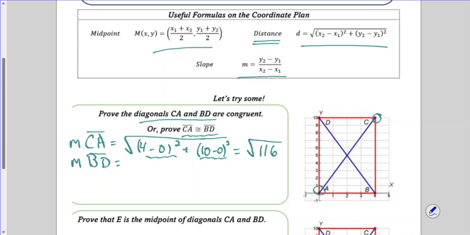I could figure that out as a decimal. I could probably simplify it as a radical also, but I don't really need to. I'm just going to leave it like that. I showed the substitution step and then the simplification of that to eventually show that these are going to be the same. I'm going to do the exact same thing for BD.